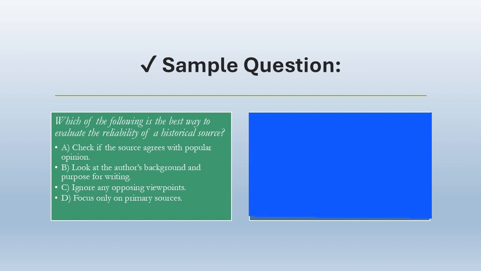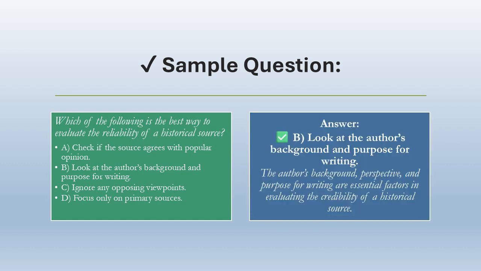Which of the following is the best way to evaluate the reliability of a historical source? A. Check if the source agrees with popular opinion. B. Look at the author's background and purpose for writing. C. Ignore any opposing viewpoints. D. Focus only on primary sources. The correct answer is B. Look at the author's background and purpose for writing.